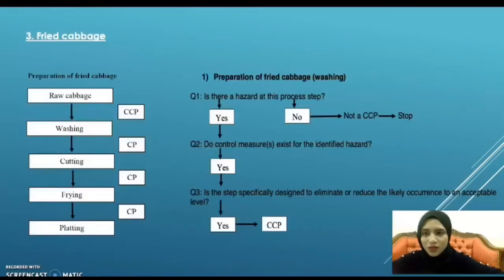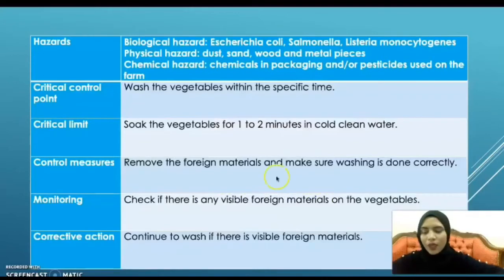The next menu is fried cabbage. This is the food preparation flow which will have one CCP in the washing step. In this HACCP decision tree, we have determined that washing step is one of the critical control points. The hazards that might present, we have 3, which have biological hazard, E. coli, Salmonella, and Listeria monocytogenes. For the physical hazard, dust, sand, wood, and metal pieces. Chemical hazard, chemicals in packaging or pesticides used on the farm.